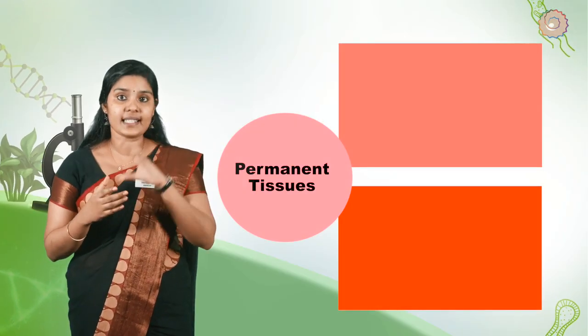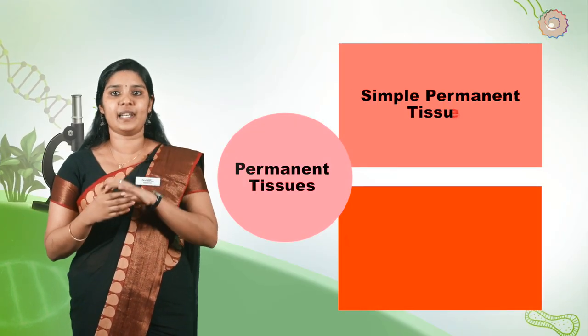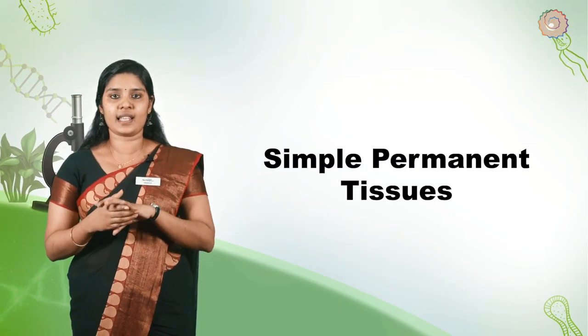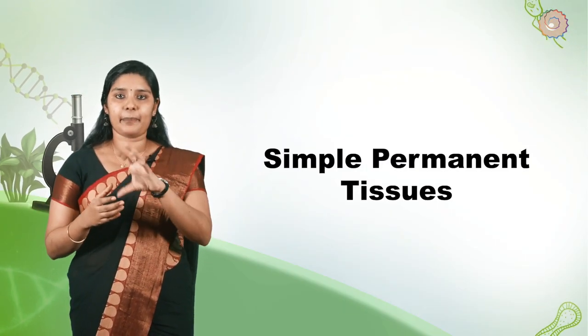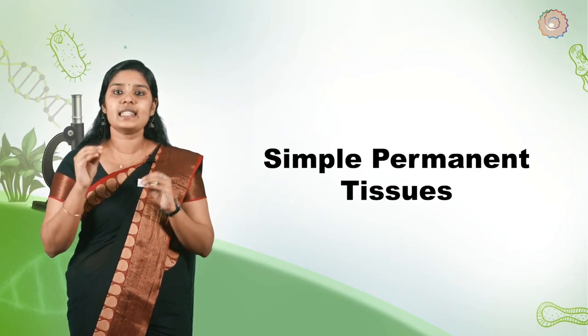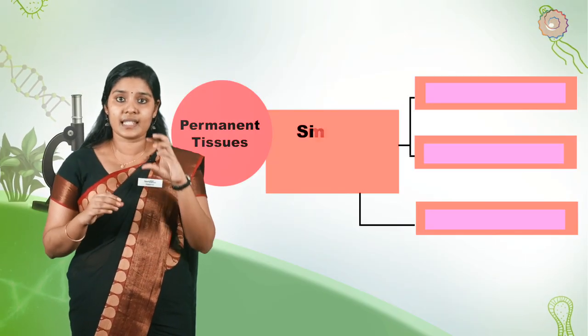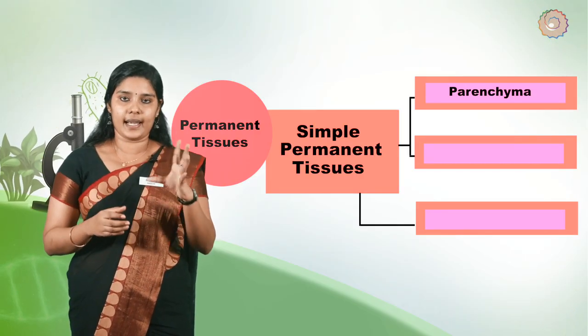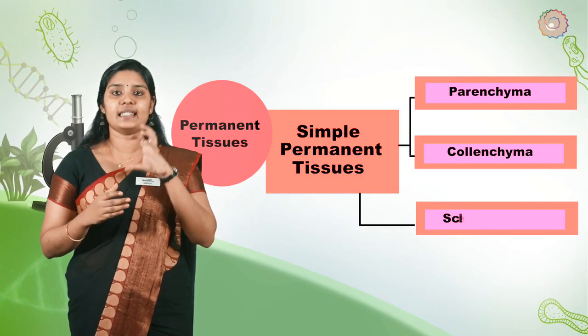Permanent tissues are classified into simple permanent tissues and complex permanent tissues. Permanent tissues that are found beneath the epidermis and made up of only one type of cells are called simple permanent tissues. The simple permanent tissues are further categorized into parenchyma, collenchyma and sclerenchymatous tissues.